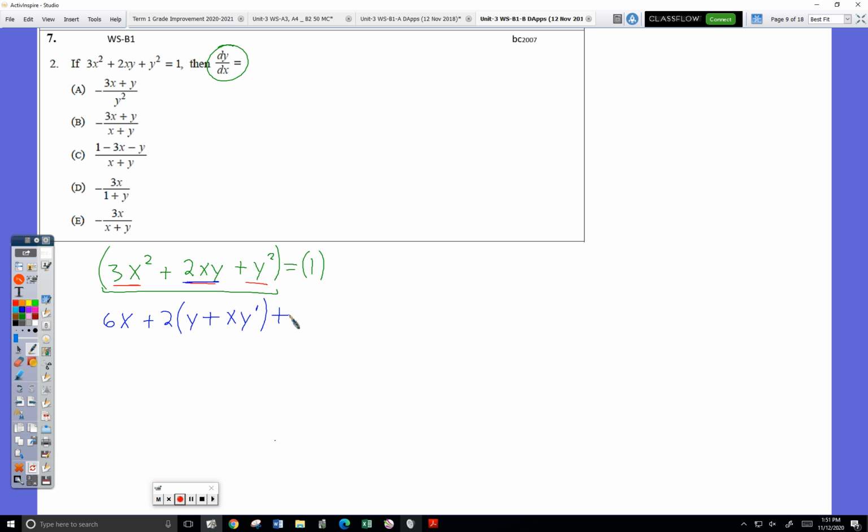Just don't forget this part. Power rule says d over dx of something to a number is the same as number times the something to the number minus 1 times d over dx of the something. So that's, sorry, 2y prime. There we go. Equals 0. Good. So they're perfect.